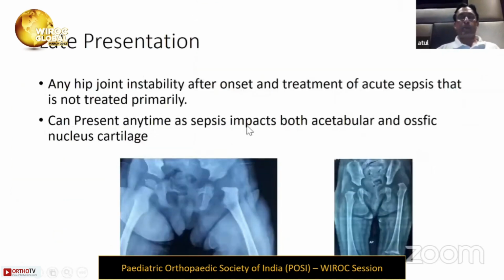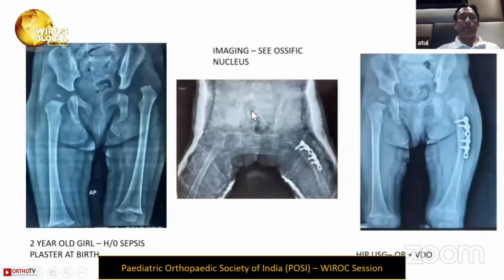Now, late presentation can also happen after the onset of treatment, following treatment of the acute sepsis, and this can occur because of the growth of the proximal femur, as well as the socket being affected. So this is an example of a child presented at 2 years. She mimicked a DDH, but there was no osteoid nucleus seen, so we did an ultrasound scan to see the osteoid nucleus, and a femoral head was present, so we went ahead and did an open reduction and a VD arrow.